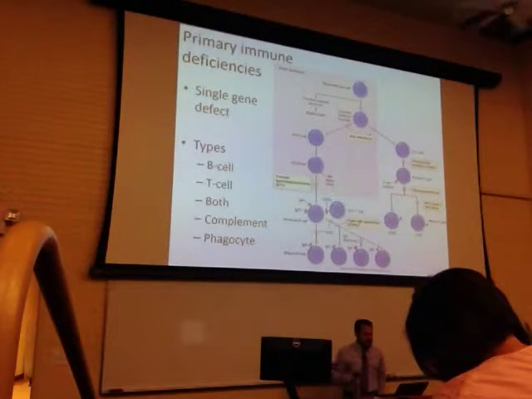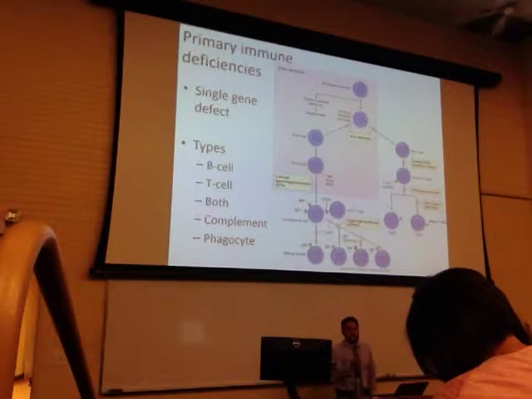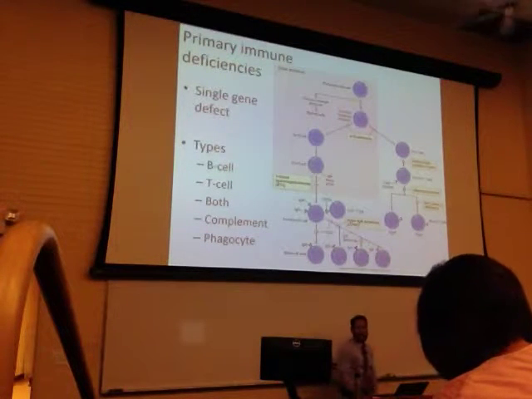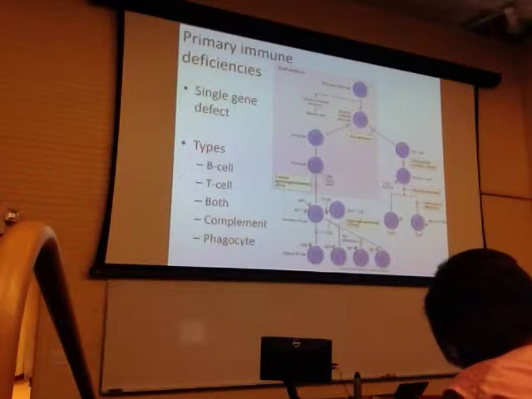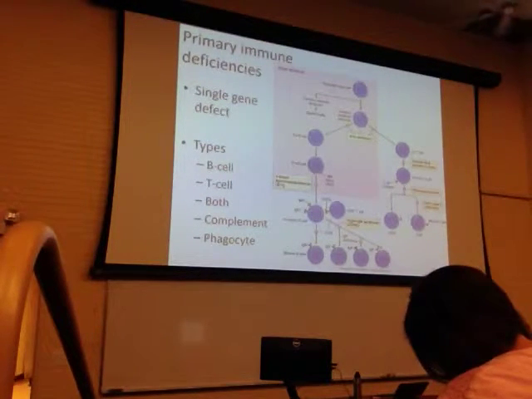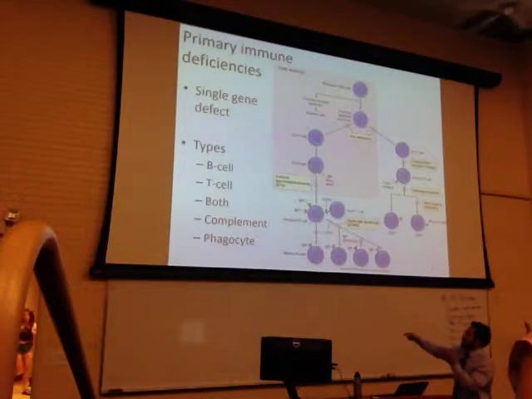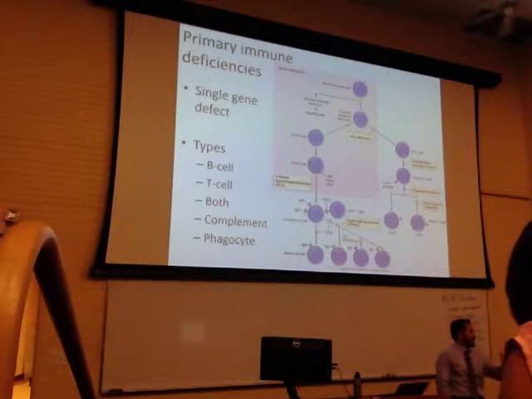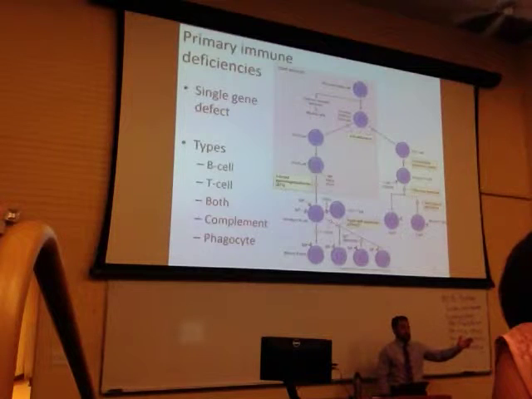Now, the single gene defects that we're going to look at are going to be B cells, T cells, and both. We're not going to have time, we're not going to cover complement and phagocytes, but those kind of defects do exist. So there are patients that do not make B cells. There are patients that do not manufacture T cells. There are patients that do not manufacture either. Right? And there was one a long time ago that was popularized in the media. It's called Bubble Boy. Okay?